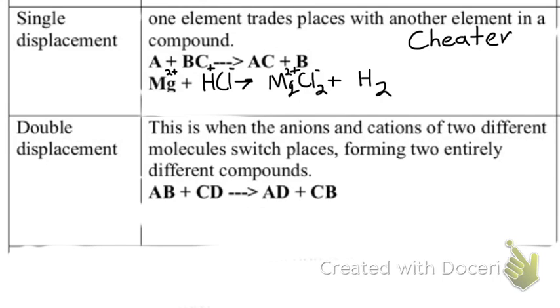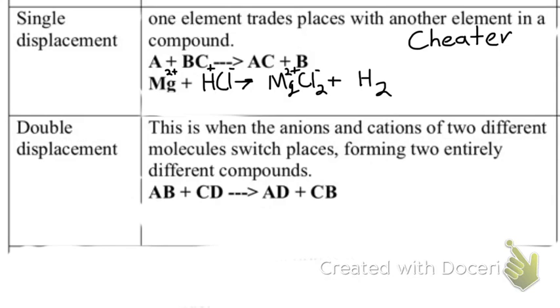Alright, so the generic form is AB plus CD turns into AD plus CB. You can see that our A and our C have switched places. A is now with D and C is now with B. So that is the double displacement.